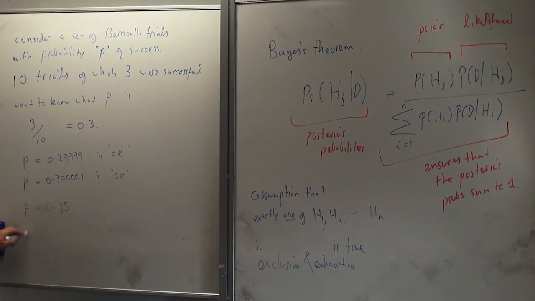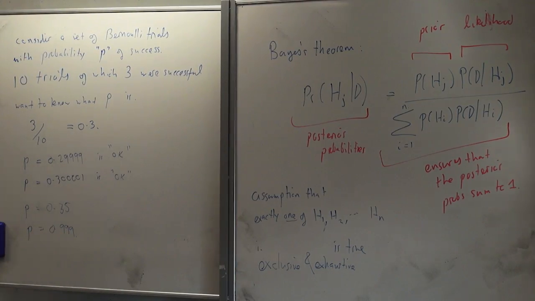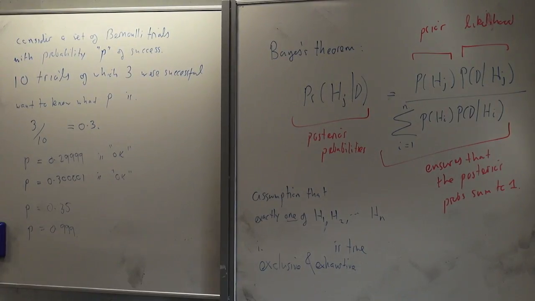Yeah? What about P equals 0.999? Let's just think about that for a minute. If P really was 99.9%, you don't see this very often. If P really was 99%, you're going to get 10 out of 10 most trials, yeah? So that's not okay in some sense, which I'll make precise later.